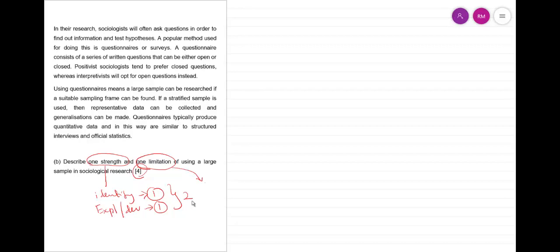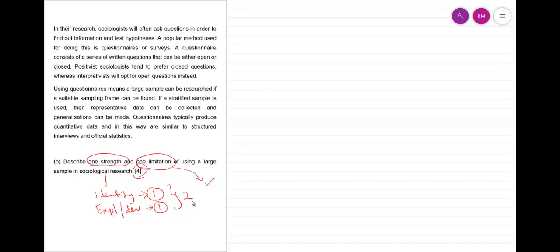Question B now asks the candidate to describe one strength and one limitation of using a large sample in sociological research. This question carries 4 marks, and by identifying one strength, the candidate will secure only 1 mark, and any development of this identification of argument will allow 1 additional mark. Same applies to the limitation, so that full mark is obtained.